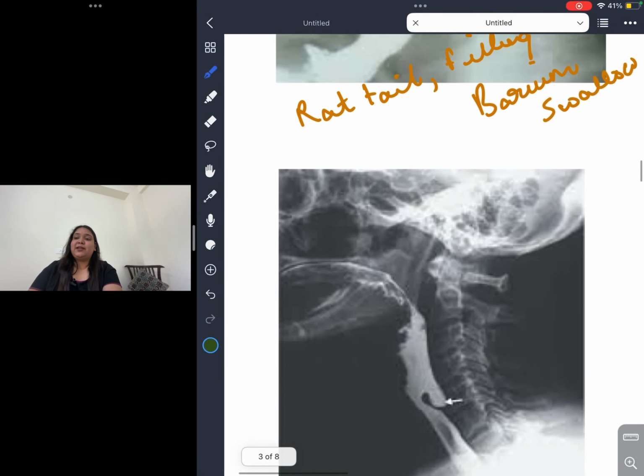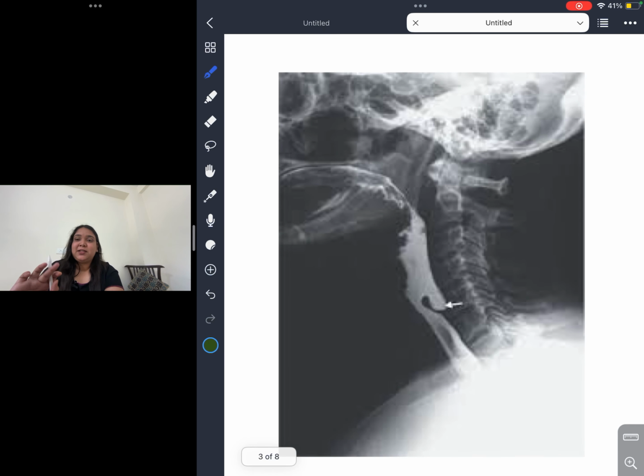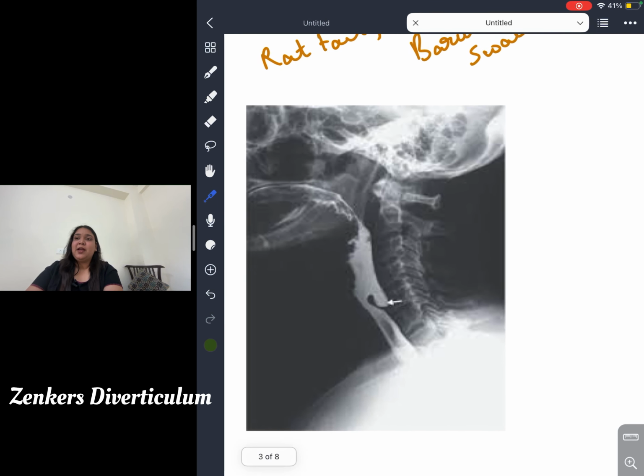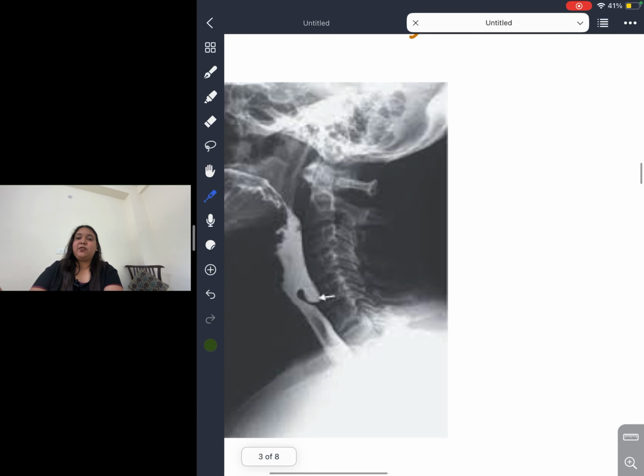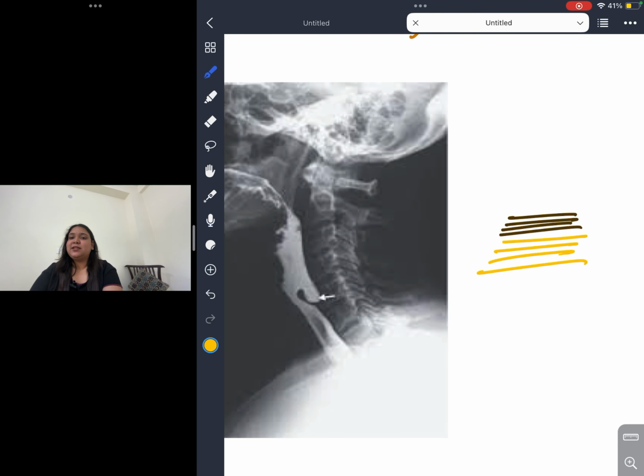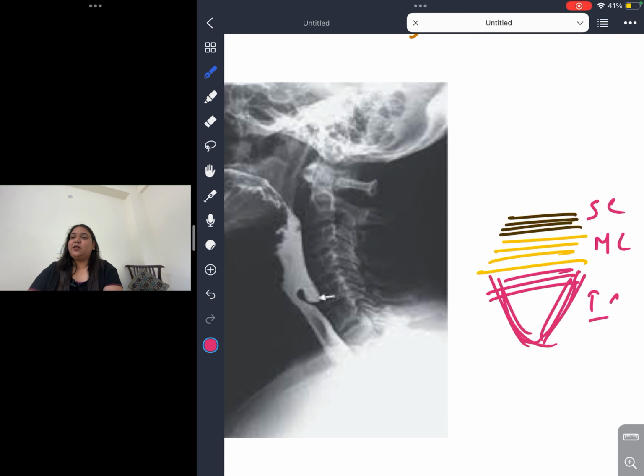So if we go to the next image, this is a very easy one. What you can see over here is a pouch, and this is an image of Zenker's diverticulum. Now if I talk about Zenker's diverticulum in a bit of detail, this is our superior constrictor muscles. These are our middle constrictor muscles, and these are our inferior constrictor muscles.